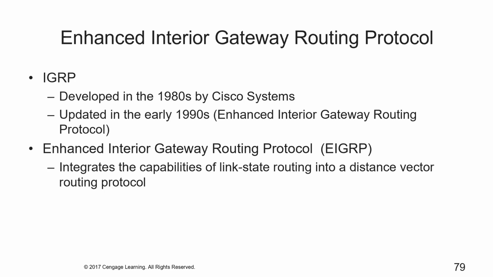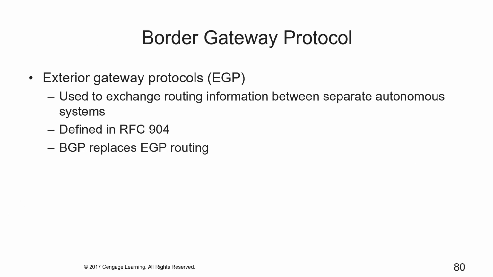So we've talked about interior and exterior routing protocols. So the interior gateway routing protocol, the IGRP, was developed in the 80s by Cisco and was updated in the early 90s to the enhanced IGRP. These protocols integrate the capability of link state routing along with the distance vector routing protocol.